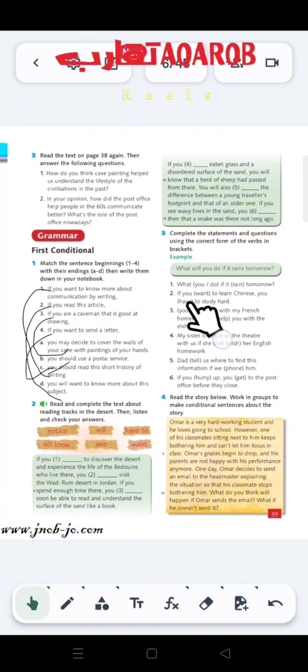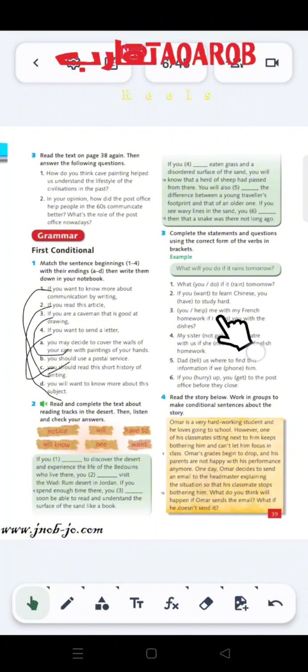Number 2. If you want to learn Chinese, you have to study hard. So here's the if clause. If clause, the verb here must be a simple present verb. So if you want to learn Chinese, you have to study hard. Is have enough alone? No, you must use the modal verb will with it. So it becomes you will have to study hard. If you want to learn Chinese, you will have to study hard. The main clause contains will plus have.